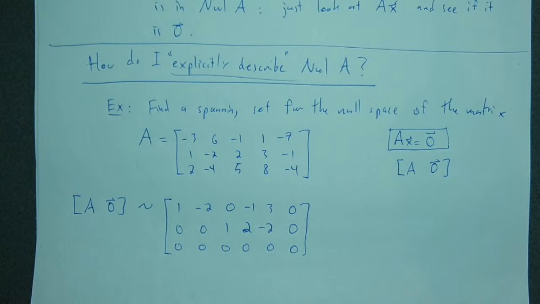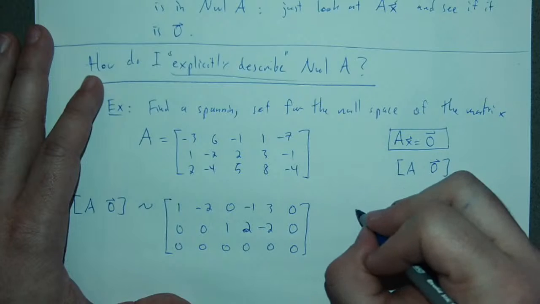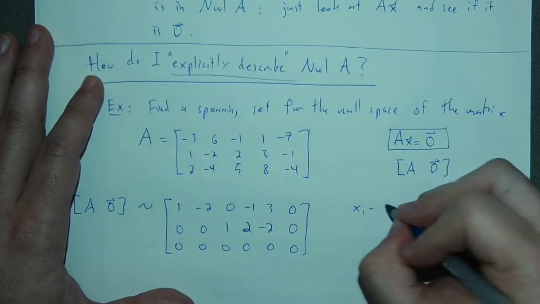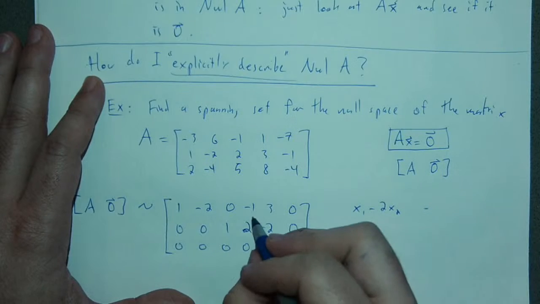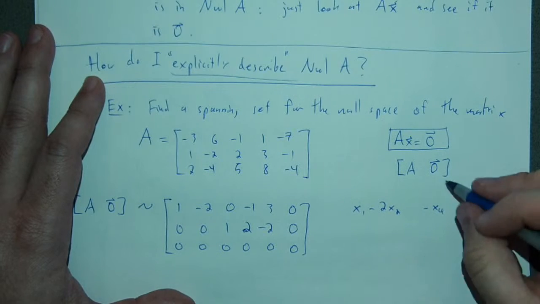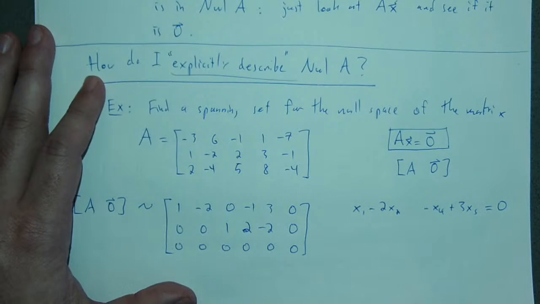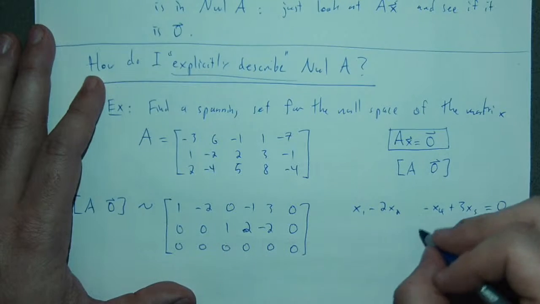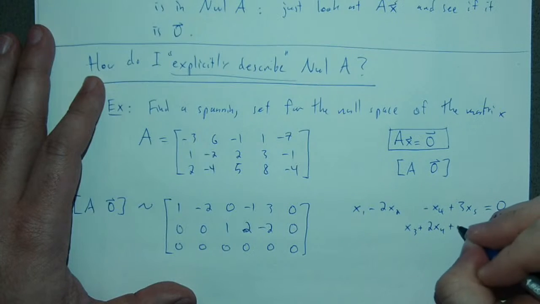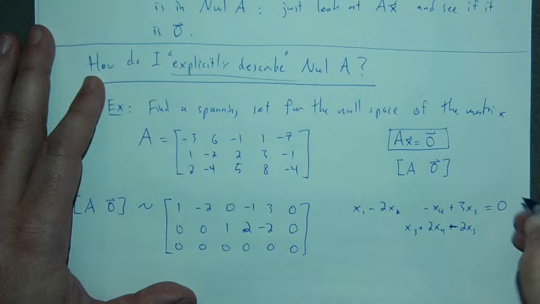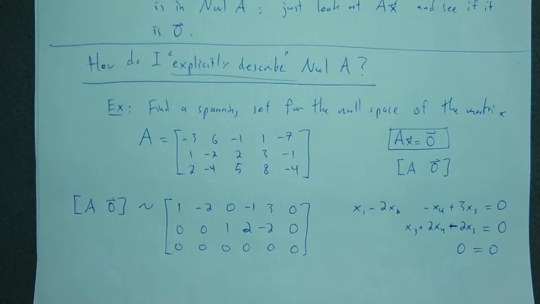Okay. What does this correspond to as a system? As a system, this corresponds to x1 minus 2 x2 minus x4 plus 3 x5 is equal to 0. And then the second equation I get is x3 plus 2 x4 minus 2 x5 is equal to 0. And then the last, of course, is 0 equals 0. That's not going to give me anything.